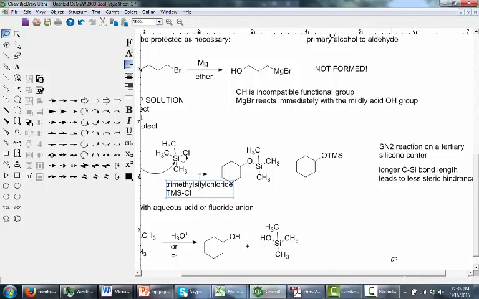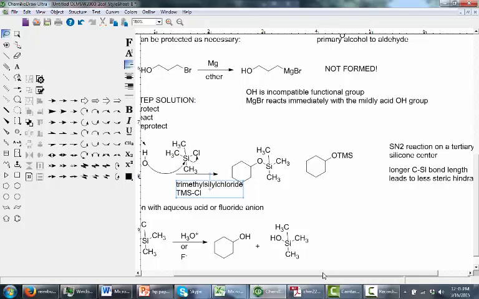And the reason for that is that the carbon-silicon bond is substantially longer than the carbon-carbon bond. And as a result, you have much less steric crowding around this silicon center, because these methyl groups, instead of being right up close to the silicon, are actually spread further back. And that enables my nucleophilic alcohol to come in and do the SN2 type attack on the silicon and kick off the chloride without being bothered too much by the steric interference around the silicon center.